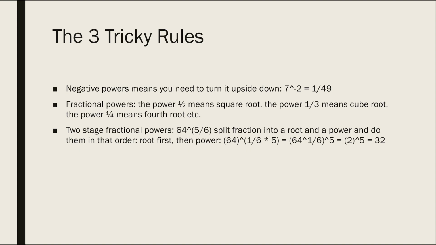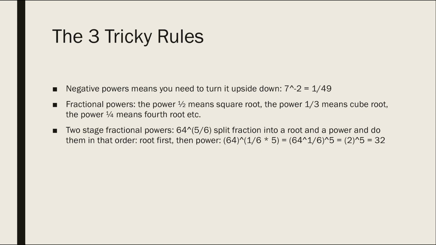So, the first of the tricky rules is that negative powers mean you need to turn it upside down. So here the example is 7 to the power minus 2, which is equal to 1 over 49. Why? Because think about every integer as a fraction, as well as normal fractions. So 7 is equal to 7 over 1. Because it's a minus sign, you flip it over, so the 1 goes to the top and the 7 goes to the bottom. Then you square both sides of the fraction. So the 2 goes to the 1 and 49.